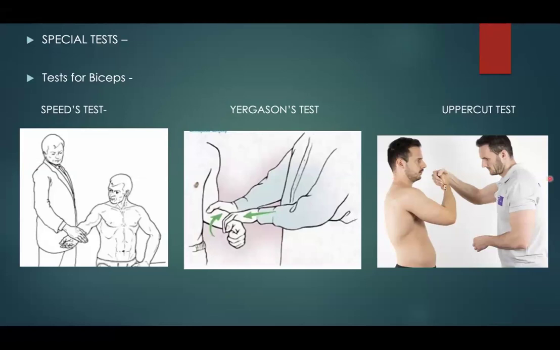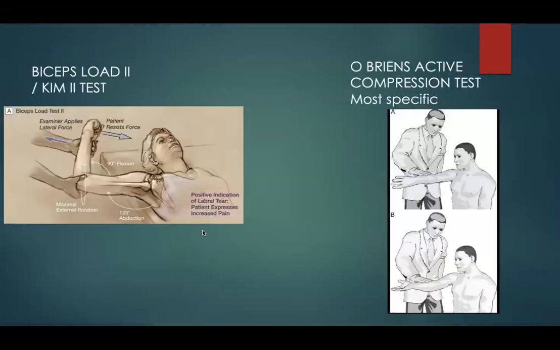The uppercut test. The involved shoulder is positioned at neutral and elbow is flexed to 90 degrees. The forearm is supinated and patient makes a fist. The examiner instructs the patient to perform a boxing uppercut punch while placing the hand over the patient's fist to resist the upward motion. A positive test is when the patient feels a painful pop over the anterior shoulder near the bicipital groove region. The biceps load 2 test or Kim 2 test.